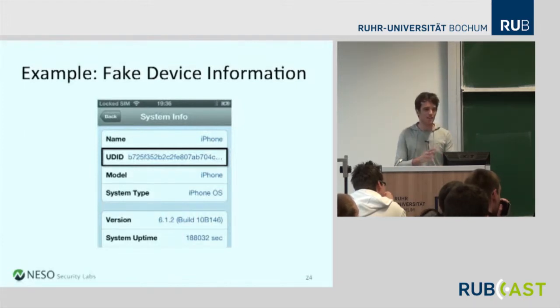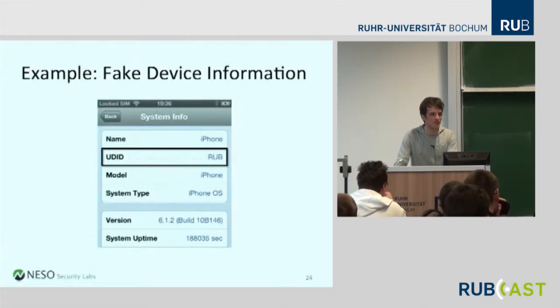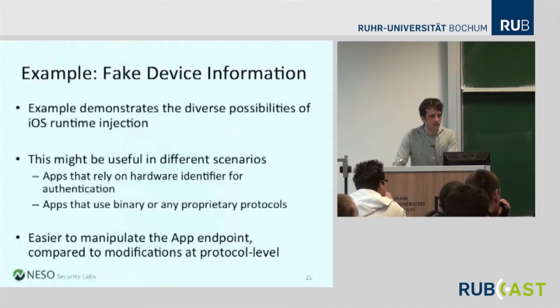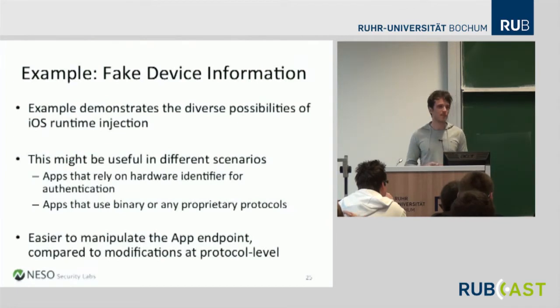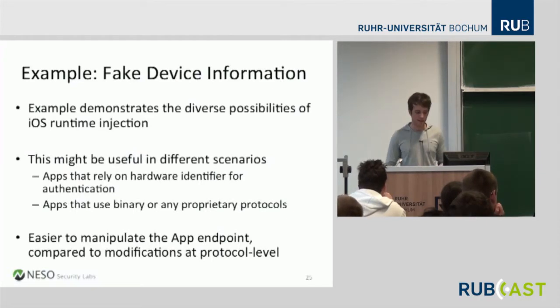I'm willing to admit that this is not rocket science, to replace the value of a unique device identifier, but it demonstrates the diverse possibilities of runtime manipulations. During the last years, I had several phone calls from friends within the pen testing community, and they asked me if it would be possible to just fake those identifiers, and I showed them those basic techniques. So the app under review, which they were assessing, had a security model that could be completely broken because it relies on hardware identifiers for authentication. And this is very often the case.